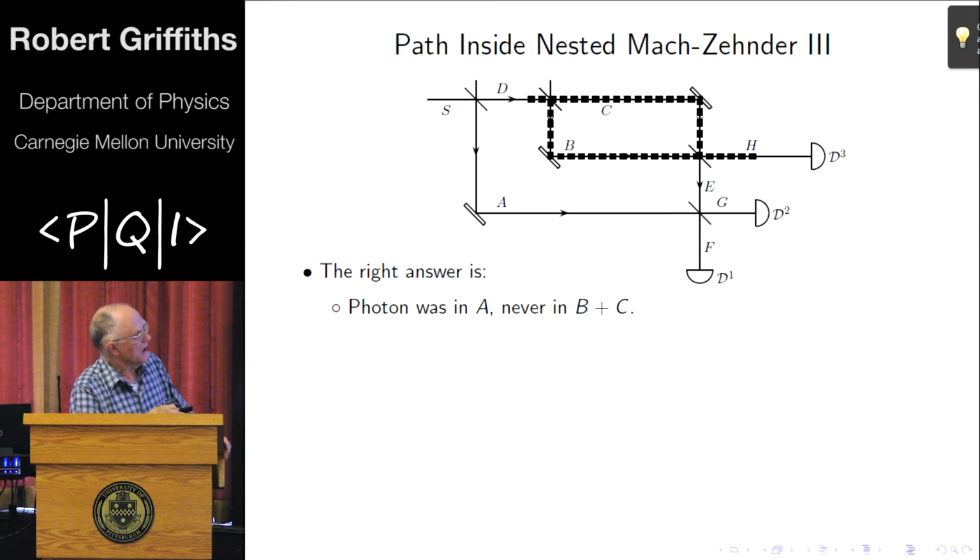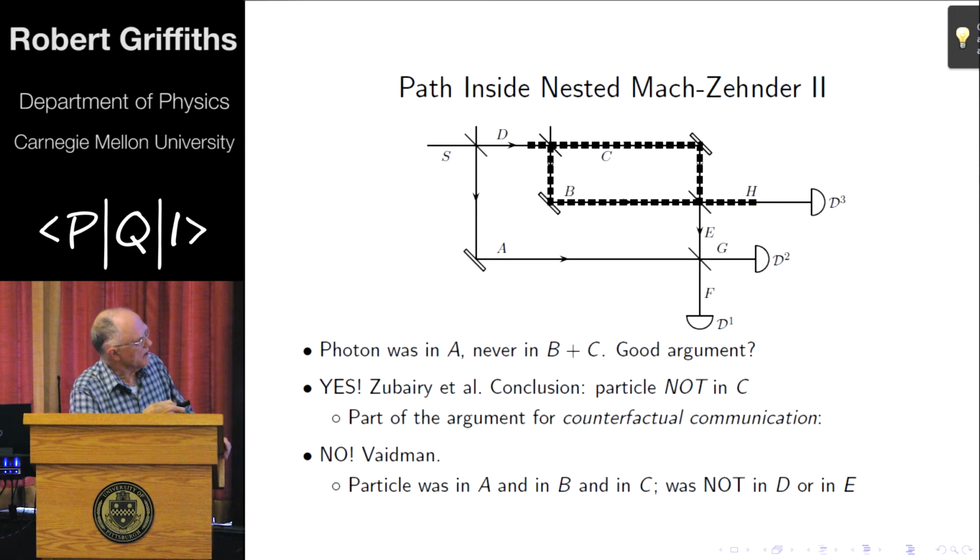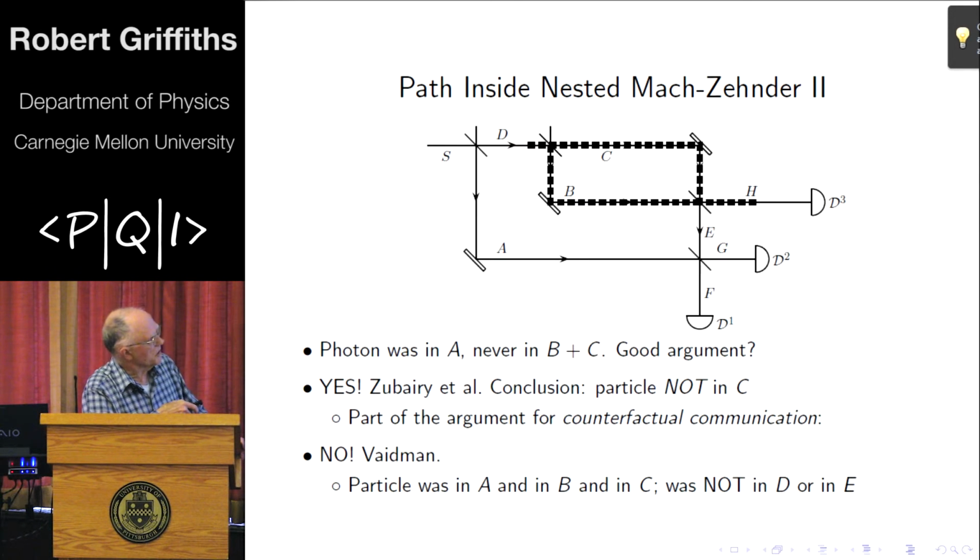Okay, so the question. Excuse me, I'm just inexperienced with this. So, the photon was in A and not in B plus C. Yes, this is a conclusion reached by Zubairy. That's Scully and Zubairy. He's a very distinguished professor at Texas A&M.